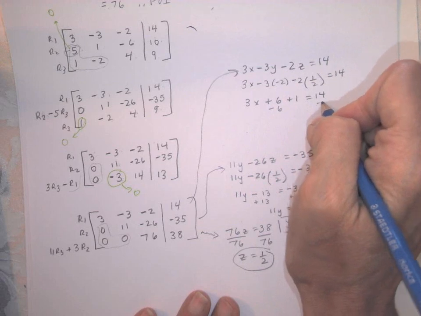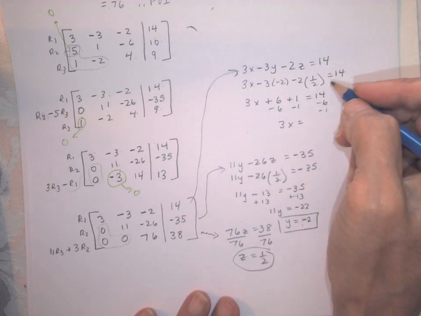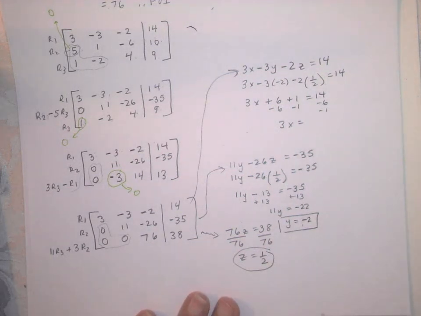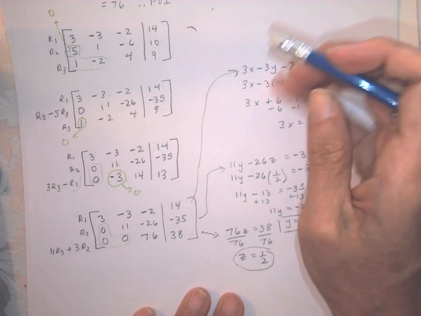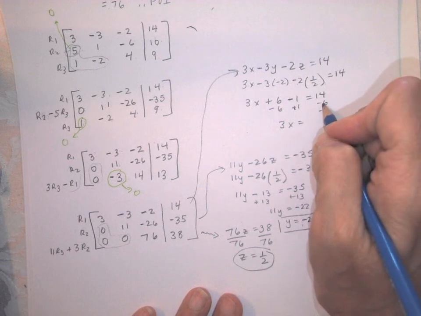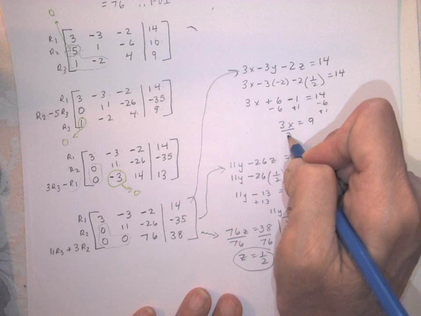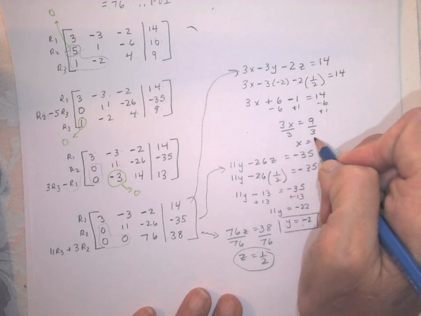I can subtract 6 from both sides and subtract 1 from both sides. So I get 3x is equal to... oops, this was negative 1, my bad. This should be negative 1 here, negative 2 times a half, so that's plus 1, and that's plus 1. So I'm going to get 8 plus 1 is 9 here. So x turns out to be 3.